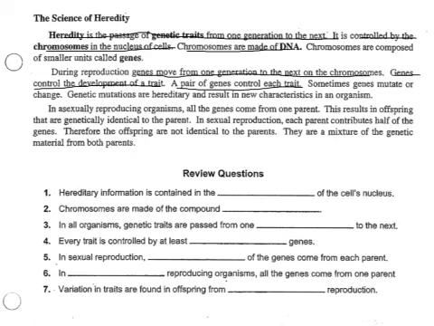In asexually reproducing organisms, all the genes come from one parent. This results in offspring that are genetically identical to the parent. In sexual reproduction, each parent contributes half of the genes. Therefore, the offspring are not identical to the parents. They are a mixture of the genetic material from both parents. Therefore, you have a wider variety of traits from sexual reproduction.